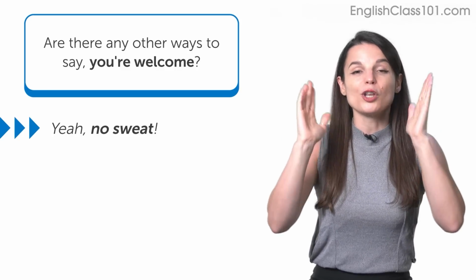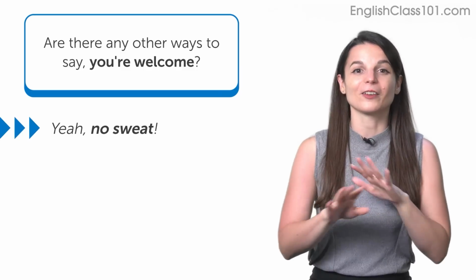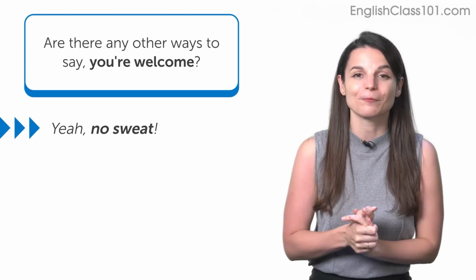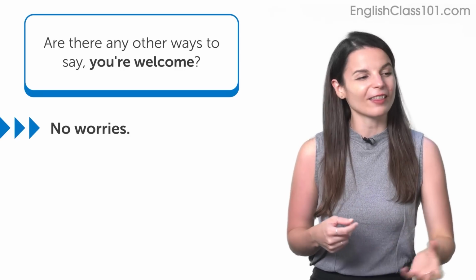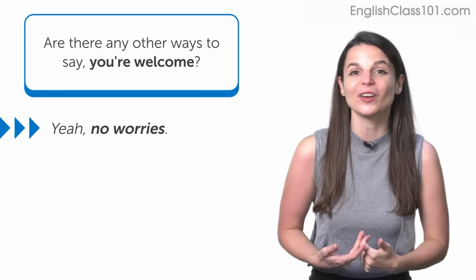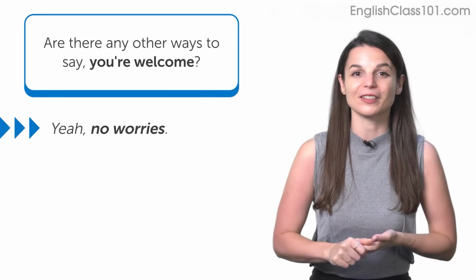So when we say no sweat, it means please don't stress out about asking me for this. So it's a very casual, very friendly expression to use. No sweat. Another expression that you might hear a lot is no worries. Like, thanks for helping me move my sofa. Yeah, no worries. That sounds very friendly as well. You'll probably hear that in other dialects of English from around the world too.